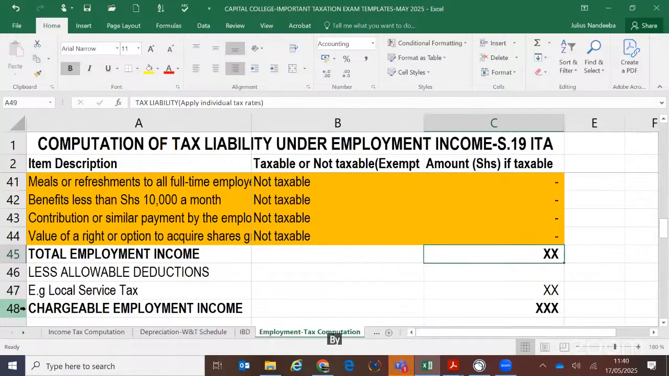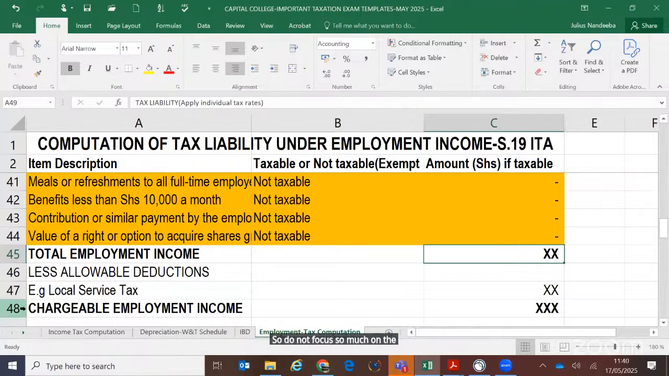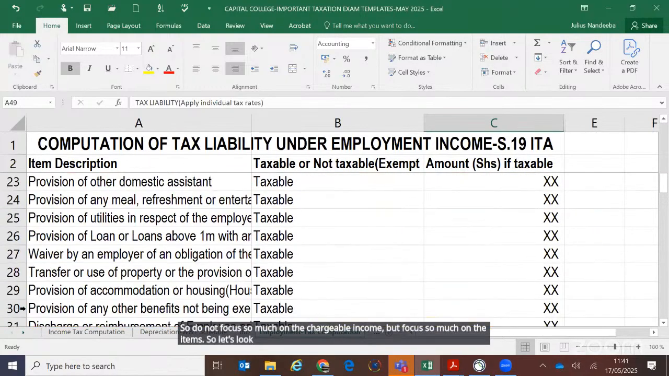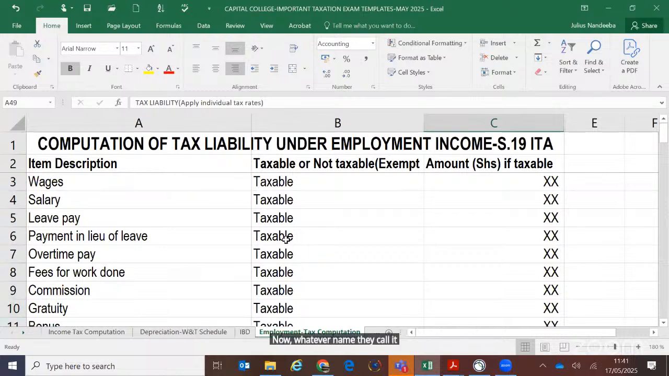By getting everything right, that's when you get your chargeable income right, and then you can attach the liability, rather the tax. So do not focus so much on the chargeable income, but focus so much on the items. So let's look at the items. Now, whatever name they call them, they will never change the naming. So when you see these items, automatically take them as taxable items.